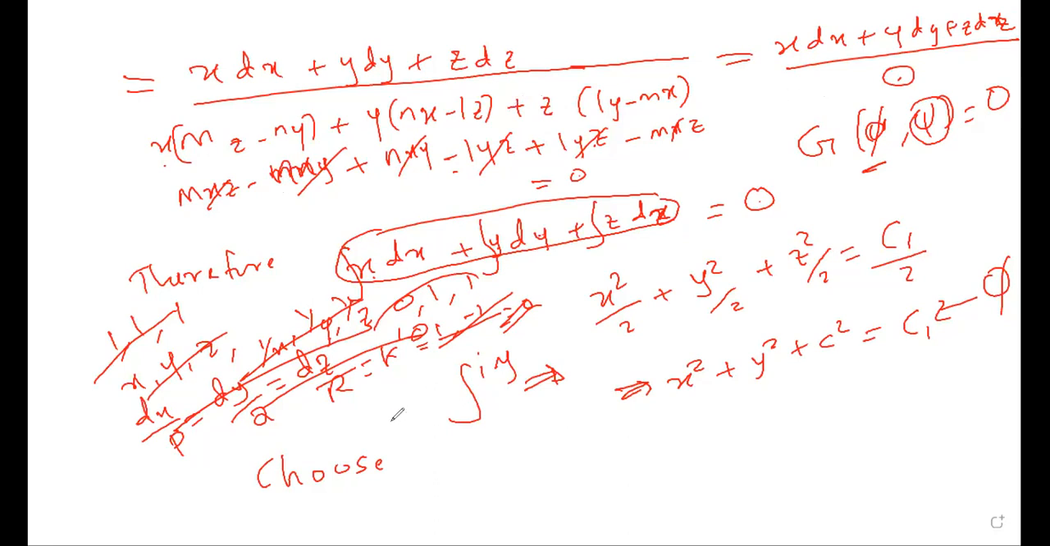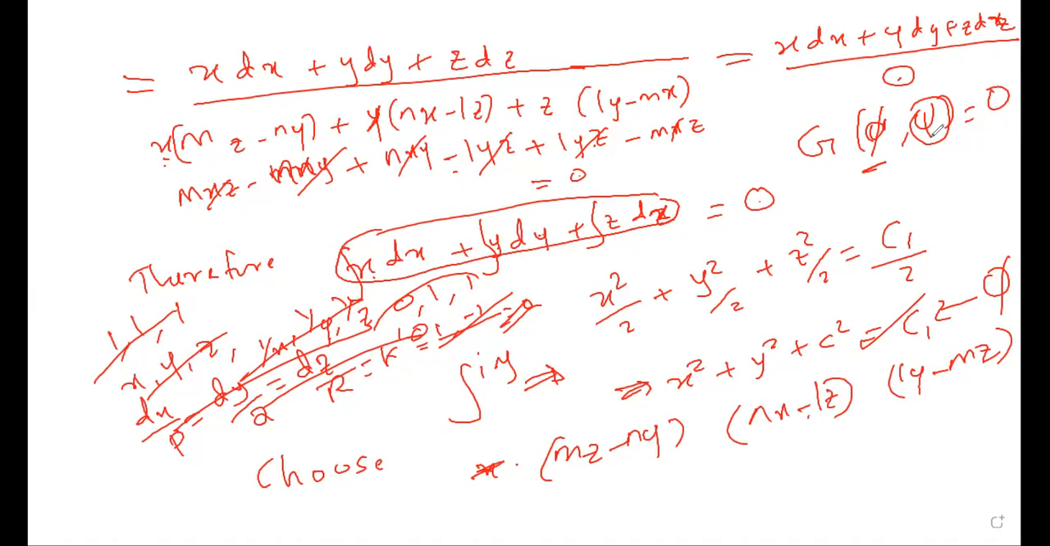Now I can choose one more multiplier. You can see we have chosen x, y, z, which can make the denominator 0. But let's see, in our original equation we have mz minus ny, the other one is nx minus lz, the other one is ly minus mx. So how can you make this 0 again? One possibility we have seen and we got the answer. We need to find another one, which can make it 0. Can you think about it?